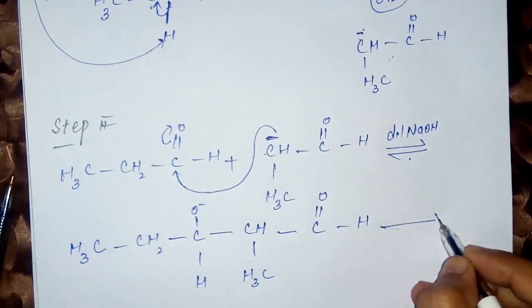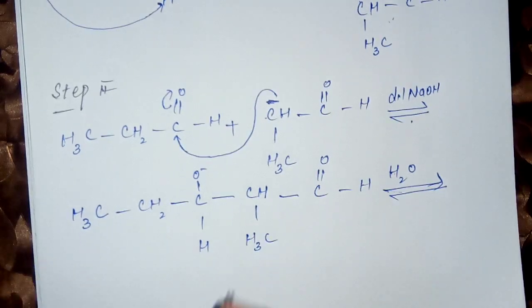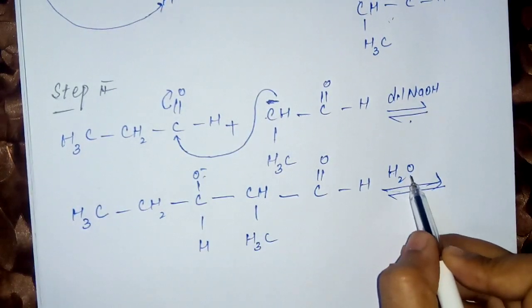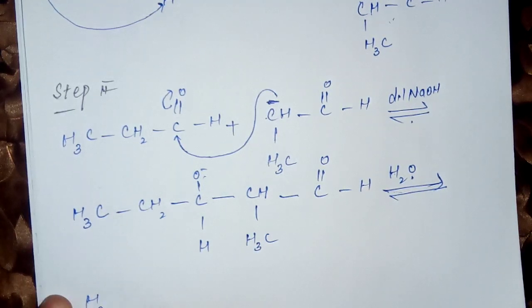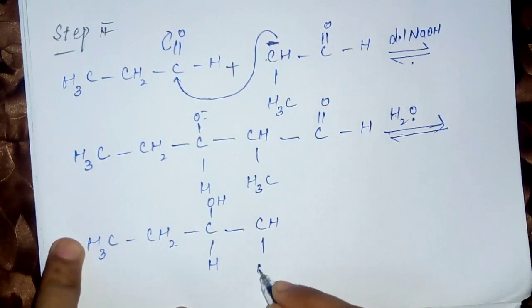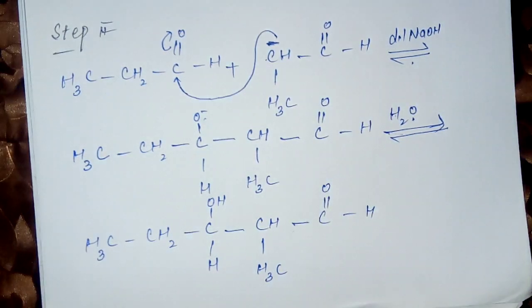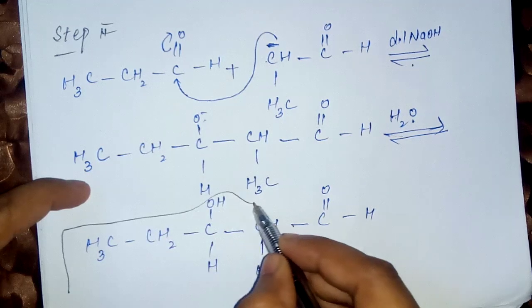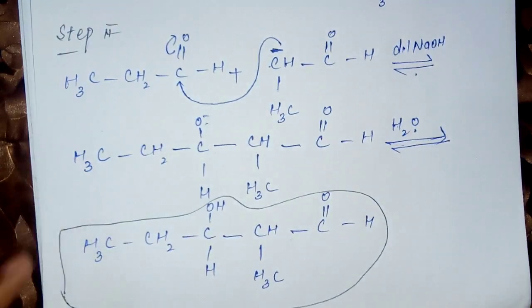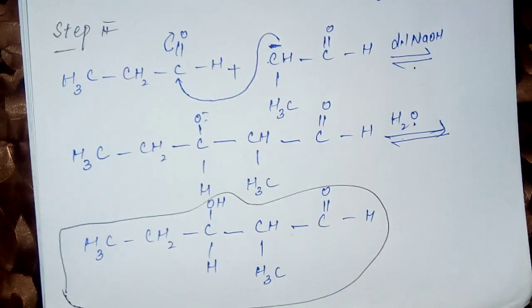After that, hydrolysis will occur. Hydrolysis, what will happen? This negative ion accepts the proton from the water, and what will happen? CH3, C2OH and hydrogen, CH, H3C, C double bond and oxygen. So this is called the final product of the aldol. So aldol, this one is called the final product of aldol.